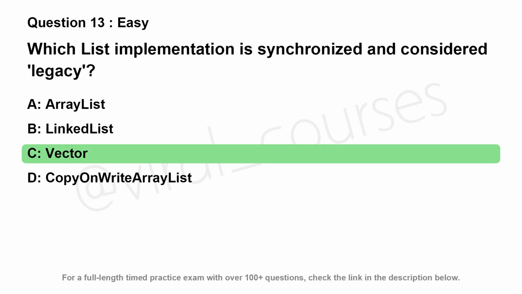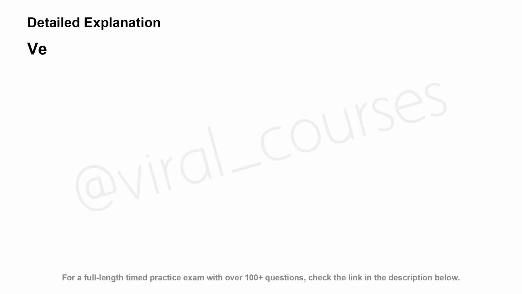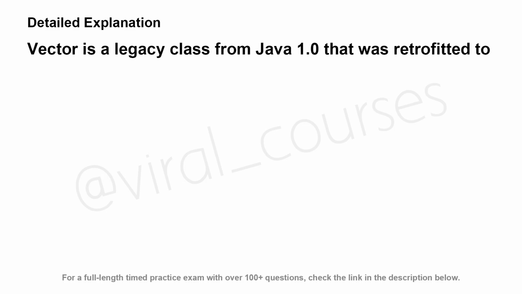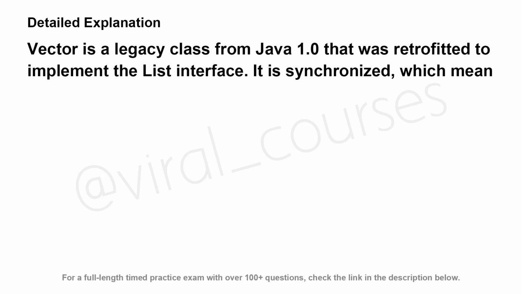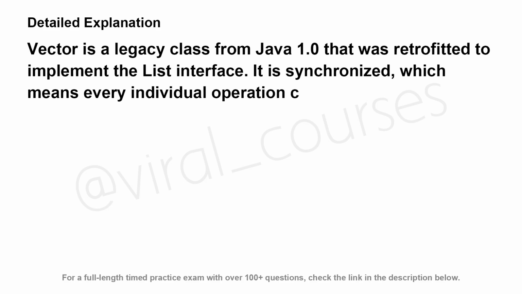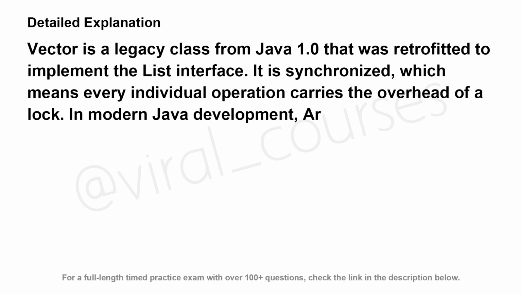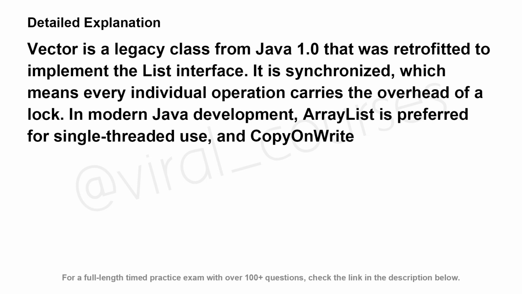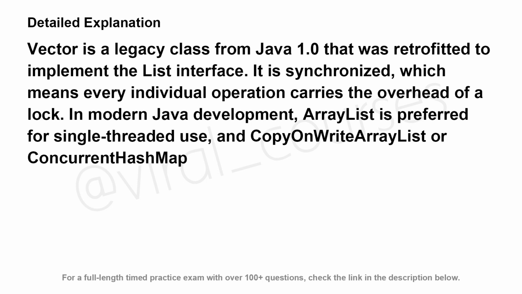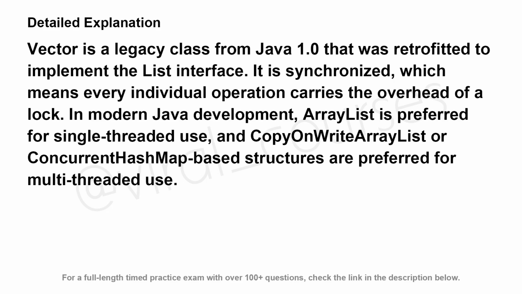The correct answer is C. Vector is a legacy class from Java 1.0 that was retrofitted to implement the List interface. It is synchronized, which means every individual operation carries the overhead of a lock. In modern Java development, ArrayList is preferred for single-threaded use, and CopyOnWriteArrayList or ConcurrentHashMap-based structures are preferred for multi-threaded use.